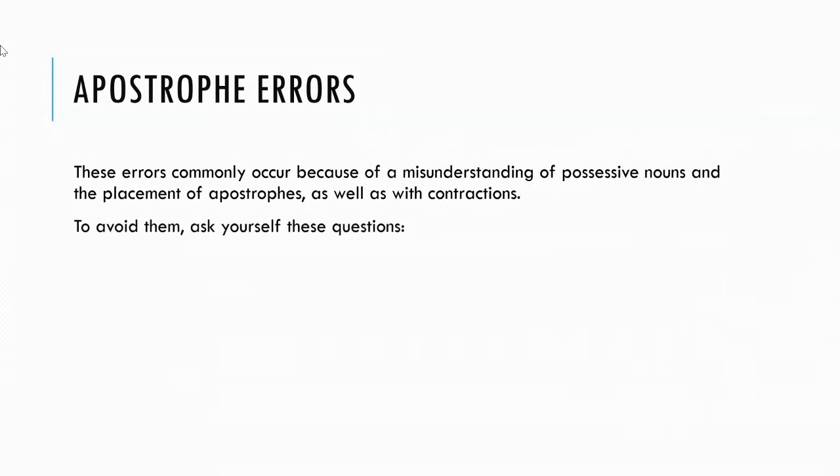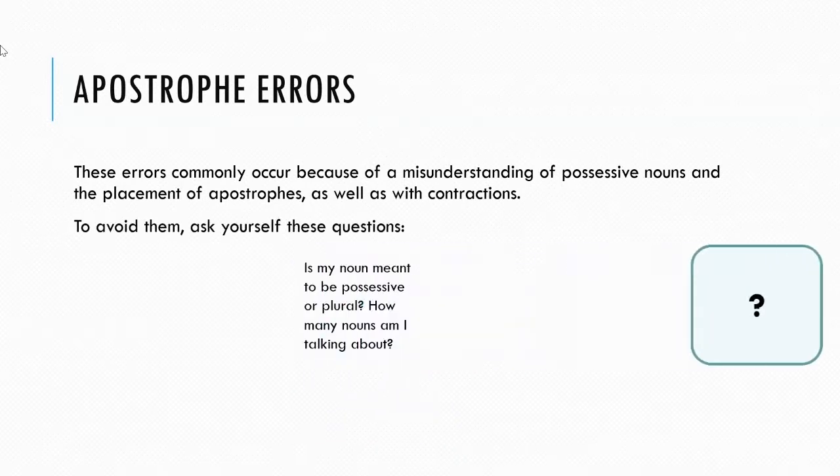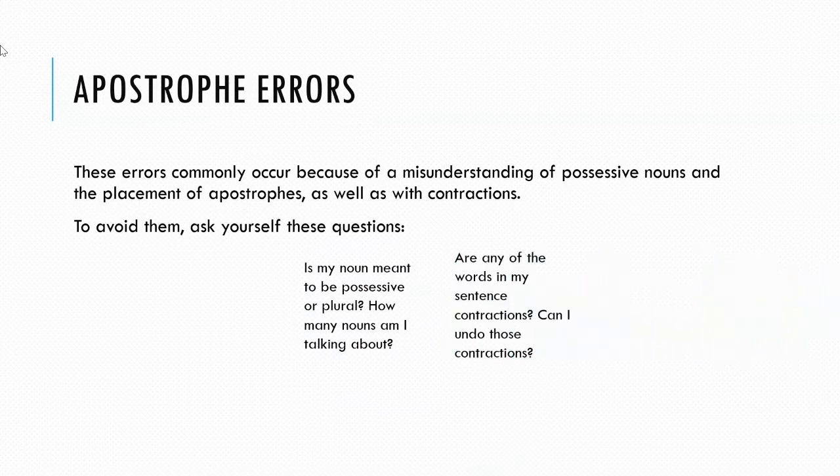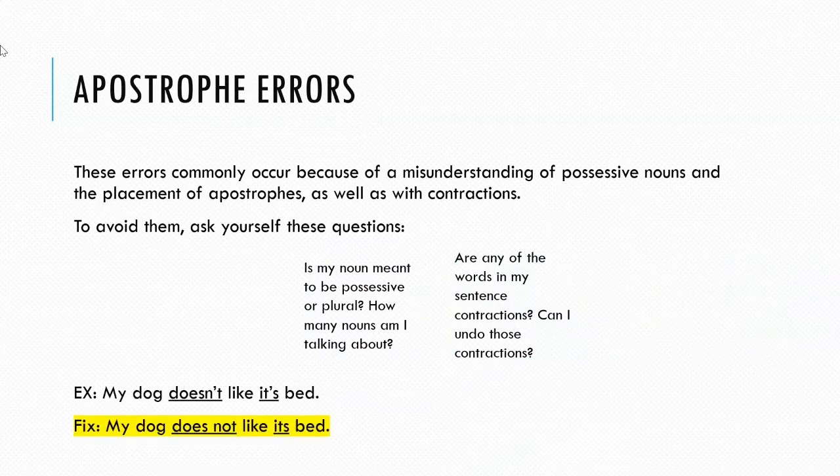Another common type of error is apostrophe errors. Apostrophe errors commonly occur because of a misunderstanding of possessive nouns, the placement of apostrophes, and contractions. To avoid apostrophe errors, ask yourself these questions.